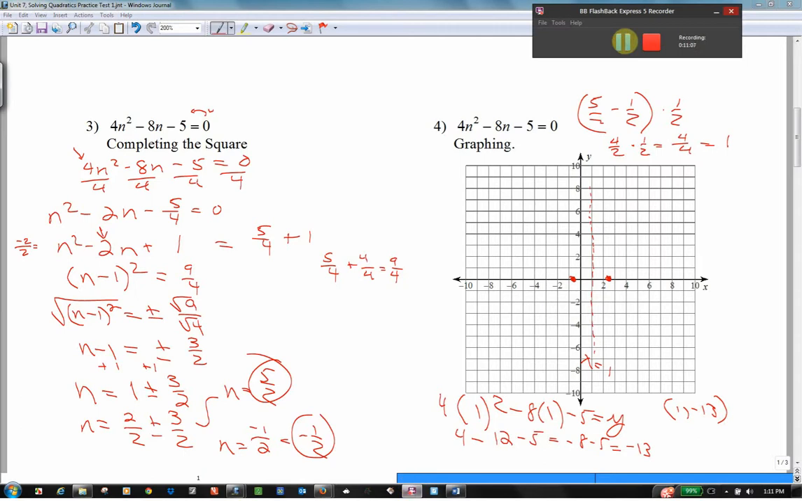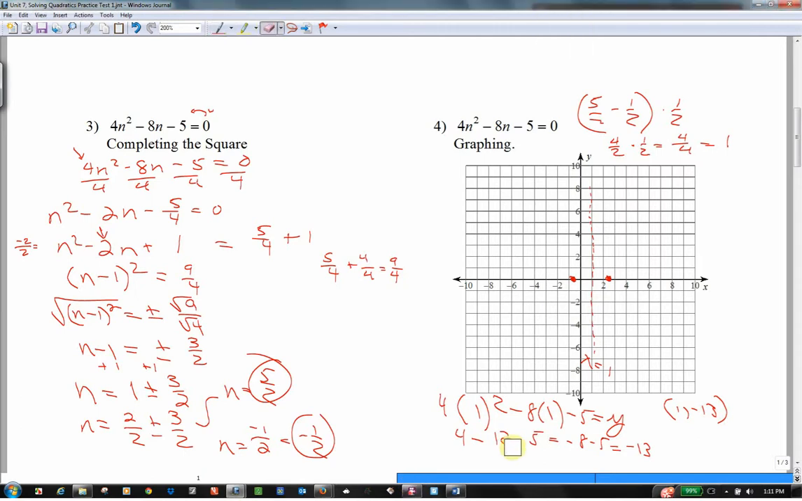Okay, actually, 8 times 1 is 8. So I'm going to change this. That's going to be 4 minus 8 minus 5. So 4 minus 8 is a negative 4, minus 5 is a negative 9. So when I plug 1 into the equation, which I know is the x value of my vertex, I get negative 9 coming out. So 1, negative 9 is my vertex. And this parabola would look like this.